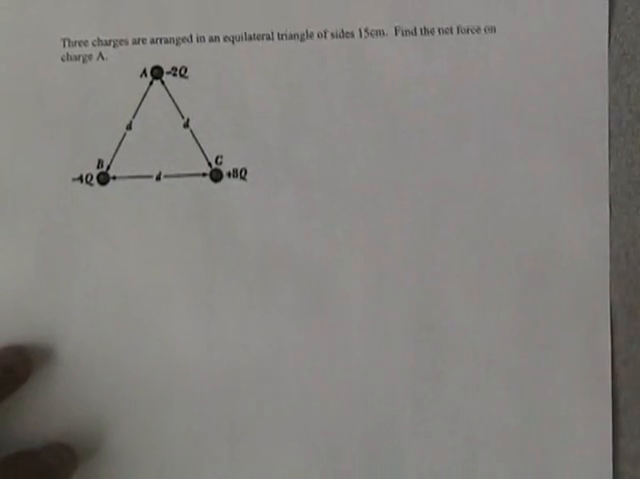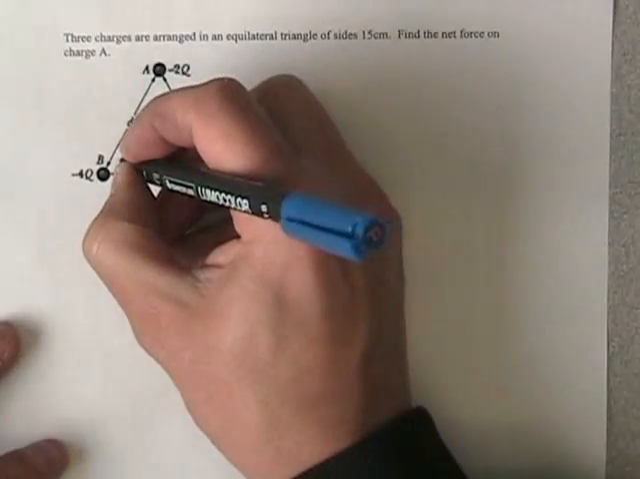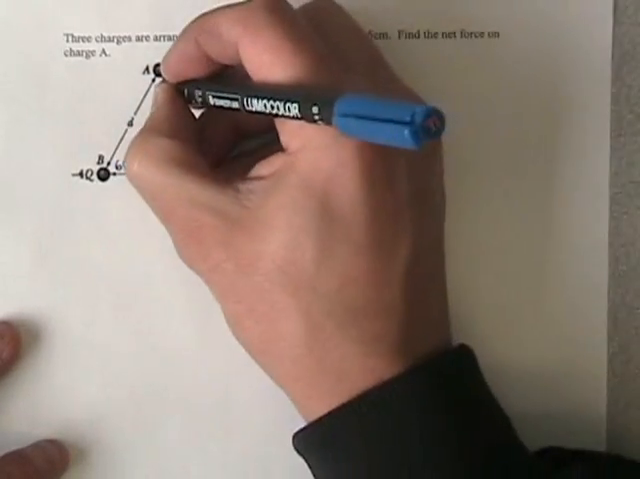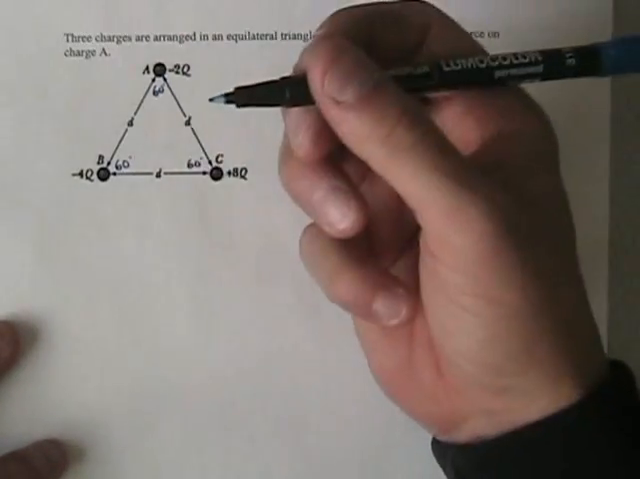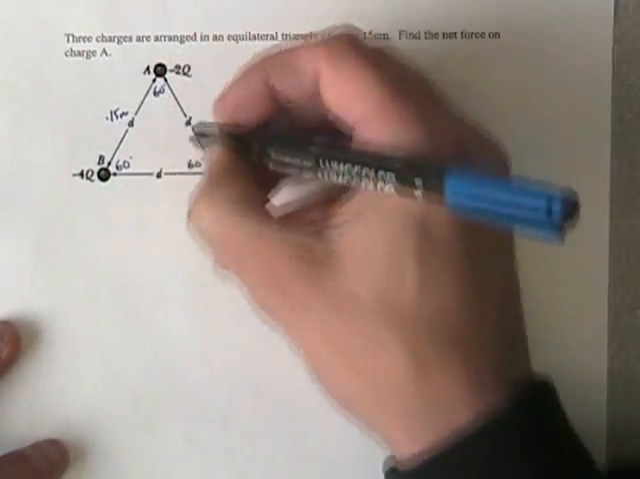Coulomb's law with an equilateral triangle. This is the hardest kind of Coulomb's law question, just because if it's equilateral, we know a few things. We know that all the angles are 60 degrees. We know that the sides are 15 centimeters each, which means they're all 0.15 of a meter.